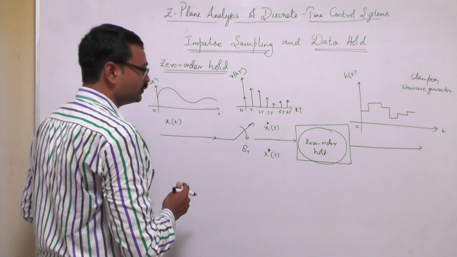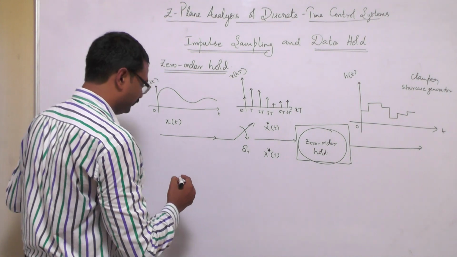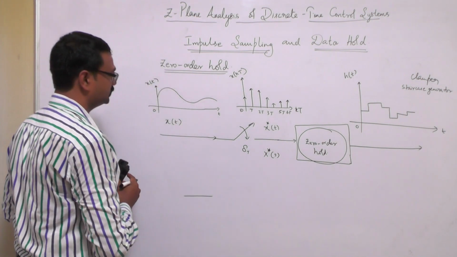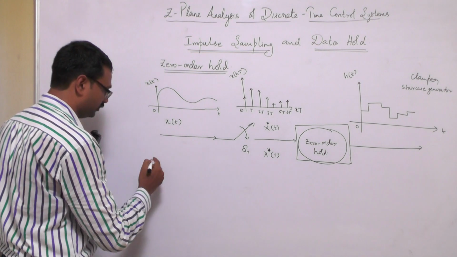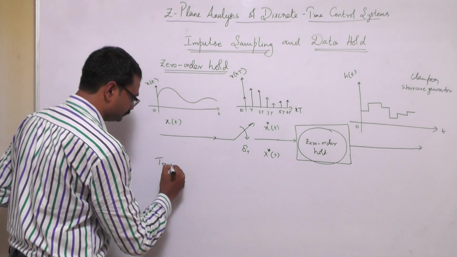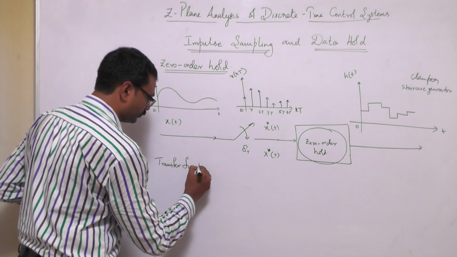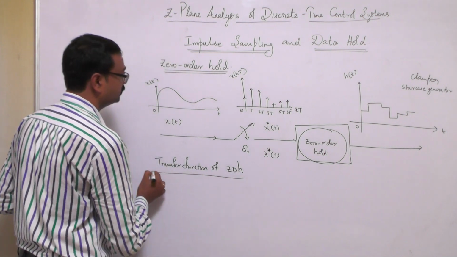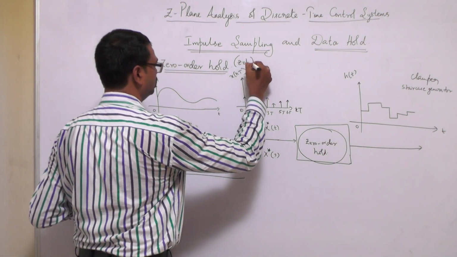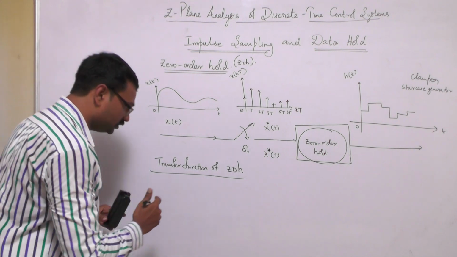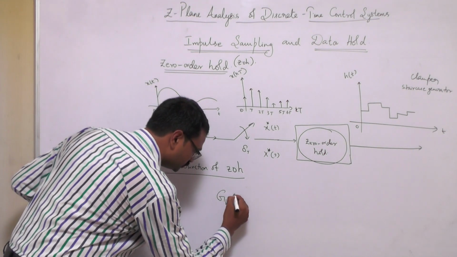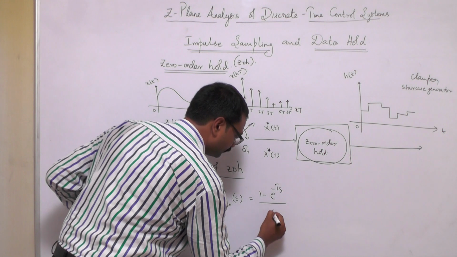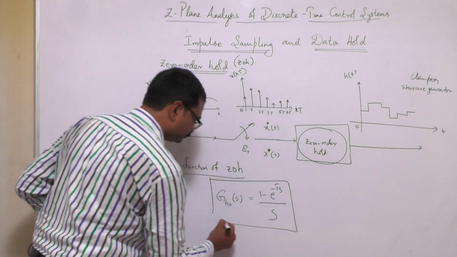Now you can see that any signal which is having a simple, we are going to discuss what is the transfer function of a zero order hold. You can call it a zero order hold. Then the transfer function of zero order hold, you can say, for example, GH0(s) is equal to (1 minus e power minus Ts) by s. This is what we will have to prove.